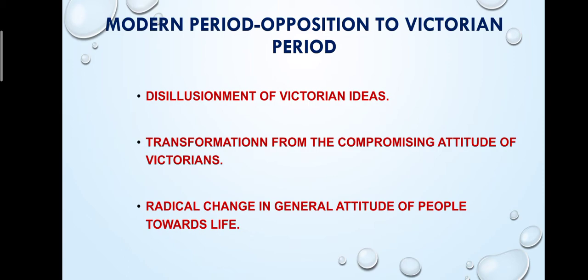Now, the most prominent feature of the age is a kind of disillusionment with Victorian ideas, beliefs and their forms of writing. The modern period also witnesses a transformation from the compromising attitude and the stability of the Victorian period. With the initiation of the 20th century, the ideologies of people regarding the general attitude towards life undergo a radical change. In the 20th century, a change in the air can be felt. There is a drastic radical change in the tendencies of the literary periods from Victorian to the modern age.